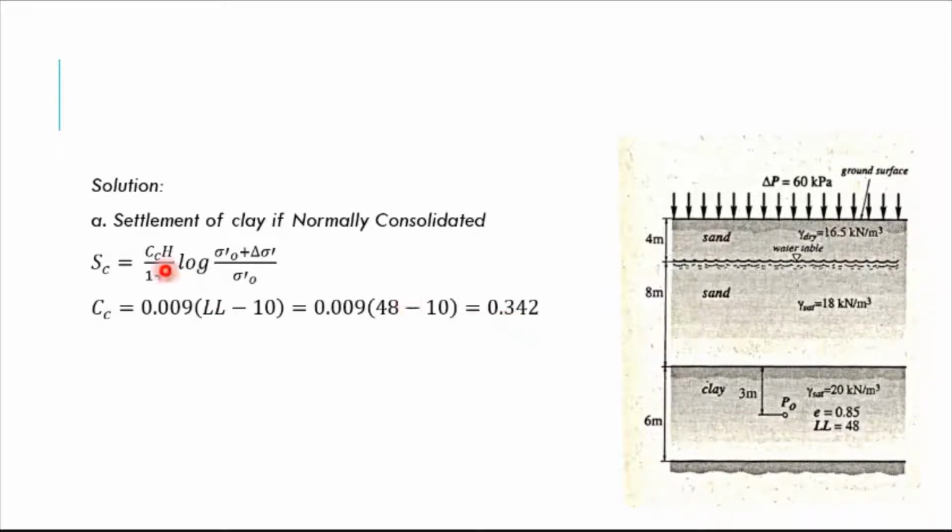And then H is the height of the clay layer. So the height of the clay layer in this problem is 6 meters, so we are to use 6 meters in here. And e is 0.85. So the one we have to determine is the overburden pressure because it's not yet given. The change in stress is the change in P here, the 60 kPa.